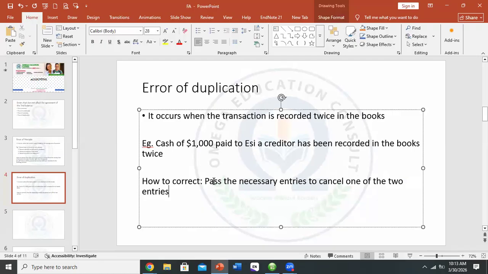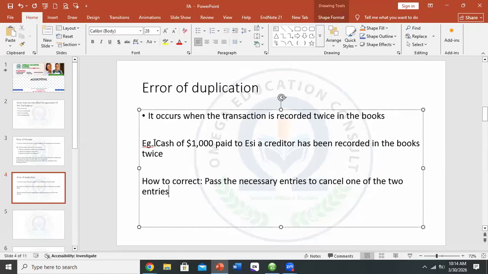The specifics are the scenarios where you have to tell which account you debit and which account you credit. But generally, if you are asked how you would correct an error of duplication, you cannot go specifically and say debit this person or debit that person. You will need a specific example before you can do that. So generally, if you are correcting an error of duplication, what you have to do is pass the necessary entries to cancel one of the two entries made earlier.